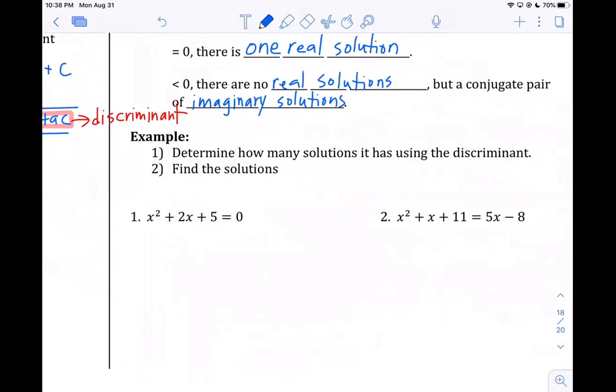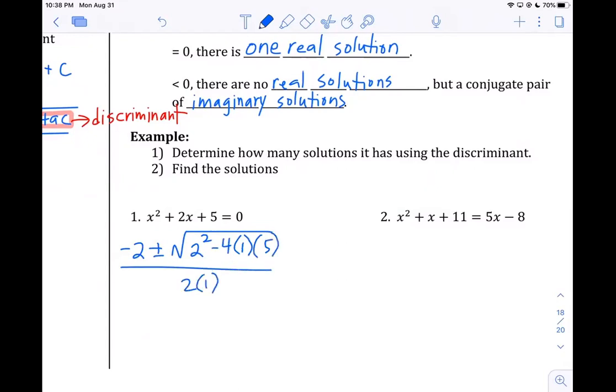Okay, so what we wanna do is apply the quadratic formula. So negative b plus or minus square root of b squared minus 4ac all over 2a. We just wanted to figure out how many solutions it would have using the discriminant. So let's look at that. 2 squared minus 4 times 1 times 5. So that is 4 minus 20. Well, it doesn't really matter what number it is, it's negative. So then the first thing is it has two imaginary solutions.